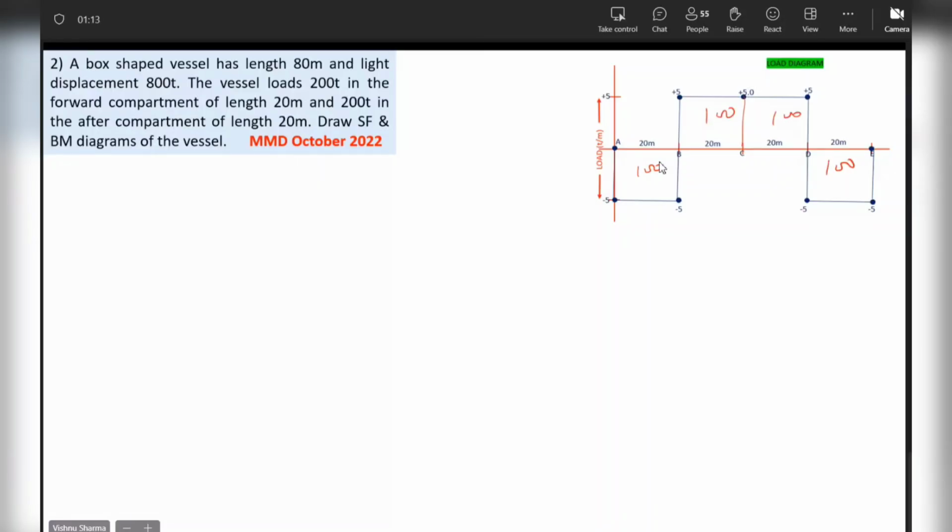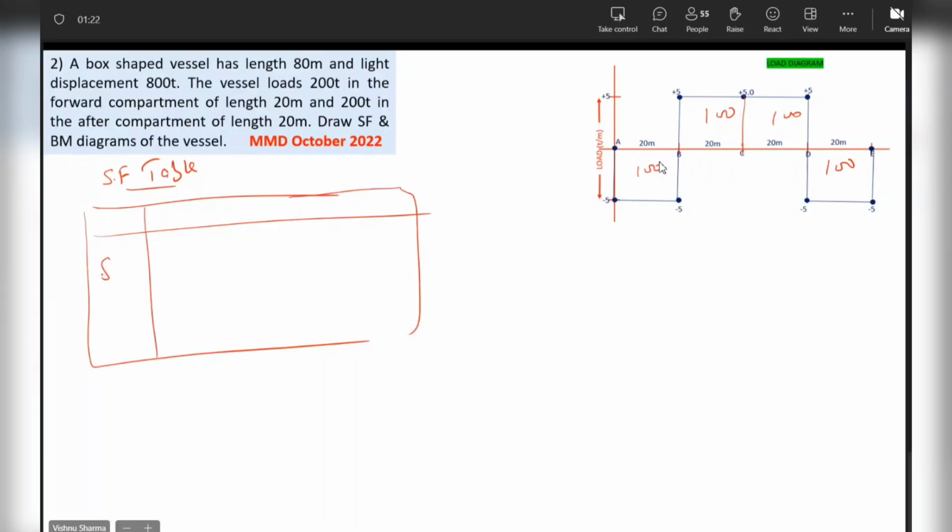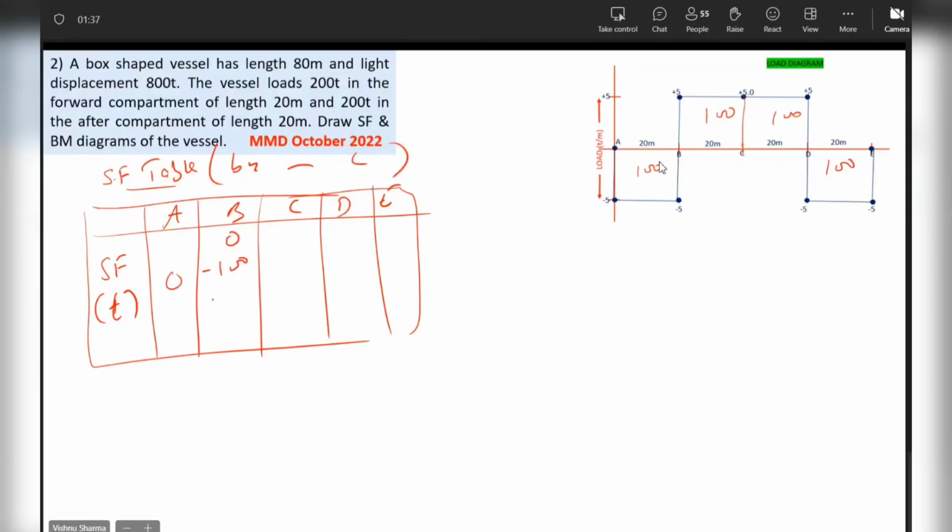So if you make the SF table, I can quickly take you through this question. SF table, no extra point required. Same points are good enough. SF will be in tons. 1, 2, 3, 4, 5. A, B, C, D, E. By areas under load diagram, you write here. It's 0, minus 100. So minus 100, minus 100, plus 100, 0, 0, plus 100, plus 100, plus 100, minus 100, 0. And the SF diagram then would be like this.